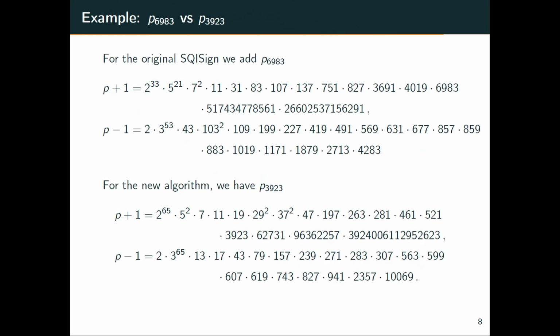Here are two primes. The first one was for the initial SQIsign, and so we have 2 to the 33 torsion, and the biggest prime factor that we use is roughly 7,000. For this new prime, we have twice as much even torsion, because we can go up to 2 to the 65, and the biggest prime factor is 4,000. The size of these big prime factors has a huge impact on the scheme. So going down from 7,000 to 4,000 is already a good improvement.